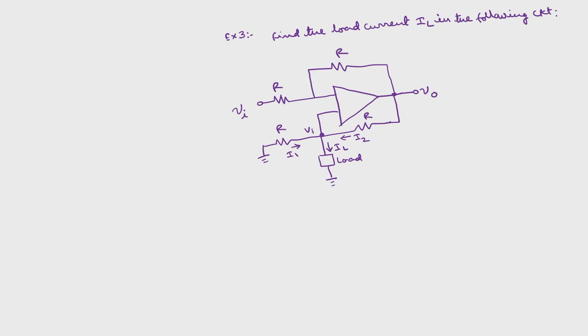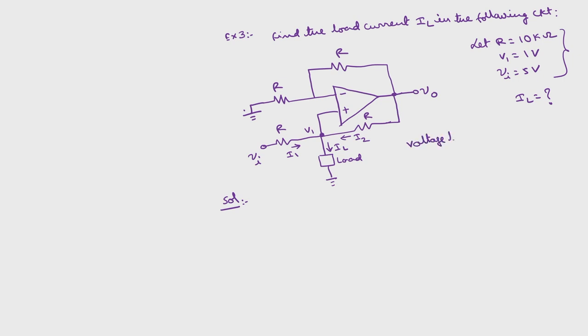Let this be V1. Let R be equal to 10 kilo ohms, V1 is equal to 1 volt, and here we are going to apply VI. This is grounded. VI is equal to 5 volts. So for these values, what is IL? This is the problem. Actually, this particular circuit is called a voltage to current converter, V to I converter.